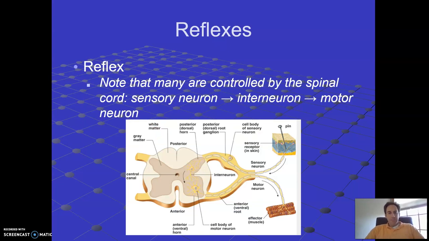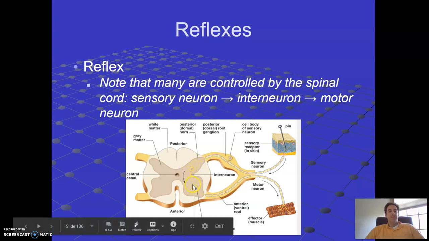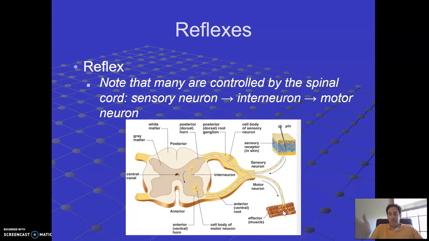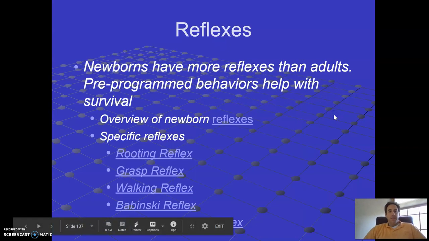And note that many, but not all, reflexes are controlled by the spinal cord. So if you get stabbed by a pin, you're going to jerk away. That information goes from the sensory neuron to the spinal cord. It synapses onto an interneuron, which then synapses onto a motor neuron, and then goes to the muscle, so you pull away. So if you get stabbed in the hand, it travels to my spinal cord, and then back to my hand. So that's kind of what a reflex is.